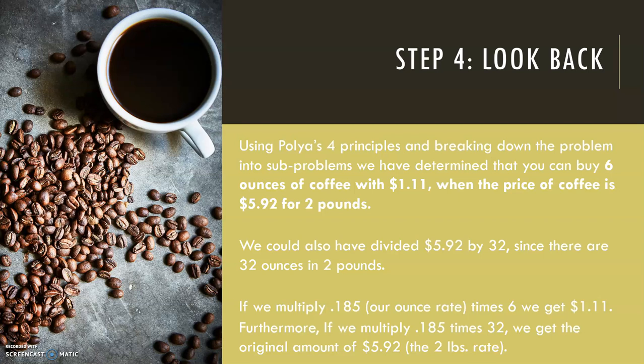We could have also divided $5.92 by 32 because there's 32 ounces in 2 pounds. 16 times 2 is 32. Also, if we multiply 0.185, which is our ounce rate, times 6, we get $1.11, which is what we needed to figure out. But also, if we multiply 0.185 times 32, we get the original amount of $5.92, which is our original rate.